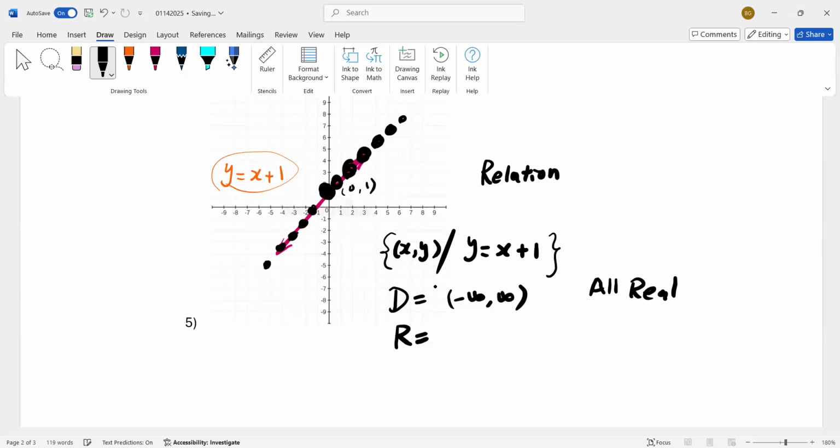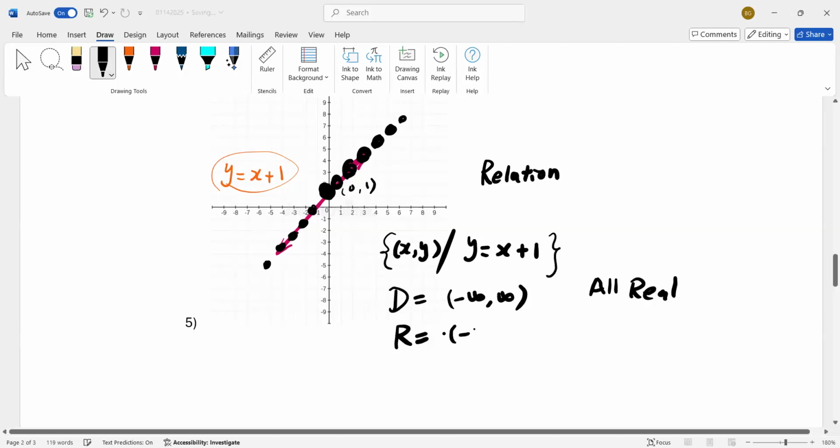The way we write all real, the set of all real, is negative infinity to positive infinity. So write negative infinity, positive infinity, use a comma to separate it, and use parentheses to frame it. What about the range, guys? The range would contain all the values that y, variable y, could assume. The same thing, actually. The range is also all real.